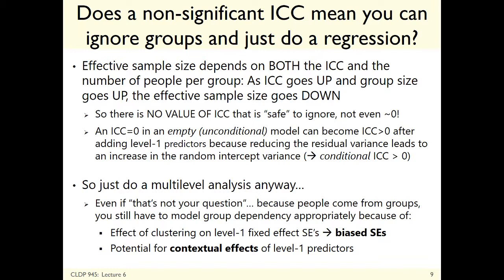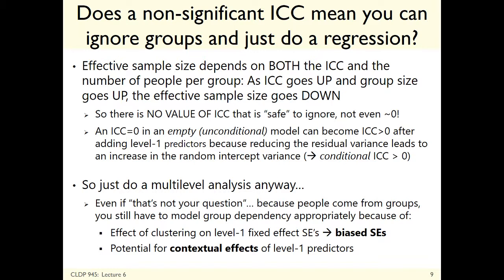SPSS doesn't give you that, of course. And you can end up with intraclass correlations that are not significantly different than 0. So a reasonable conclusion might be, okay, does that mean I can just bag my multilevel model and go back to regression? Because if there's no group variance, then do I need to worry about measuring it and predicting it?